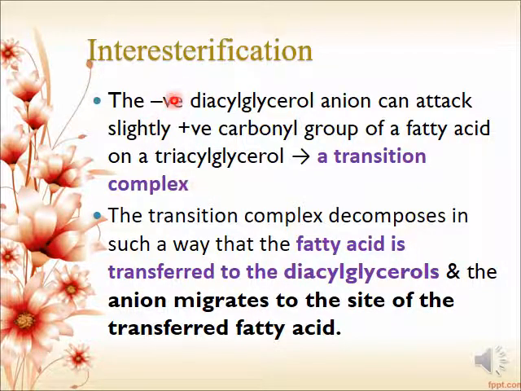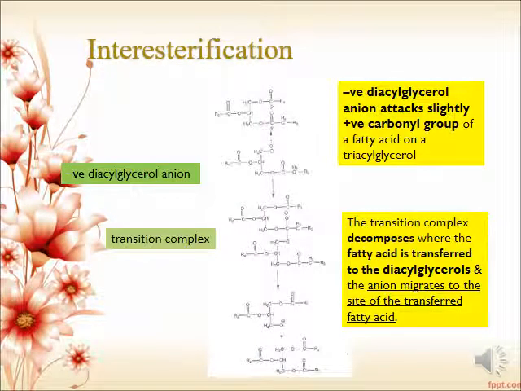So the negative diacylglycerol anion can attack the slightly positive carbonyl group of the fatty acid on the triacylglycerol, which forms a transition complex, and this transition complex decomposes in such a way that the fatty acid is transferred to the diacylglycerol, and the anion will migrate to the site of the transferred fatty acid. So this is the mechanism of interesterification.